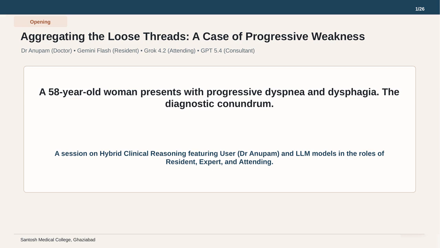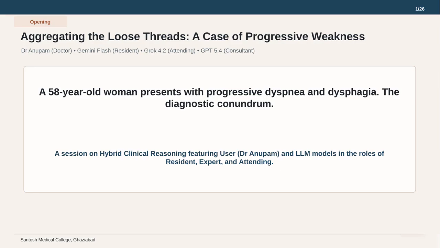Welcome to this session titled Aggregating the Loose Threads, where we dive into a complex case of progressive weakness. As you can see on the screen, we are focusing on a 58-year-old woman presenting with a diagnostic conundrum involving progressive dyspnea and dysphagia. This presentation is unique because it features a hybrid clinical reasoning approach.